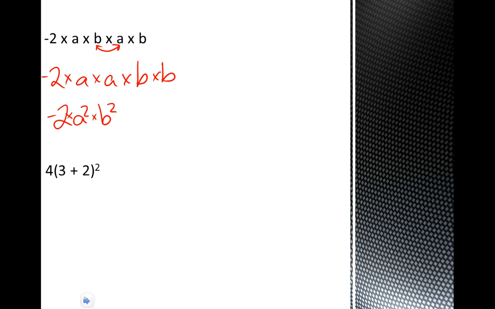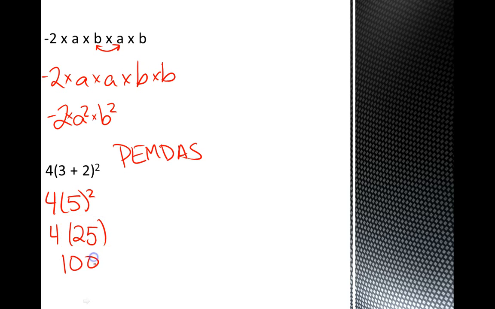The last thing that we use them is in PEMDAS, or order of operations. Let me remind you where it's at. First parentheses, exponents, multiplication, division, addition, subtraction. So first we do the parentheses. So for 3 plus 2, that's 5. Then we do the exponents. So that's 4 times 25. And then we get 100. So exponents come after the parentheses and before the multiplication and division. So that's what we use exponents for.